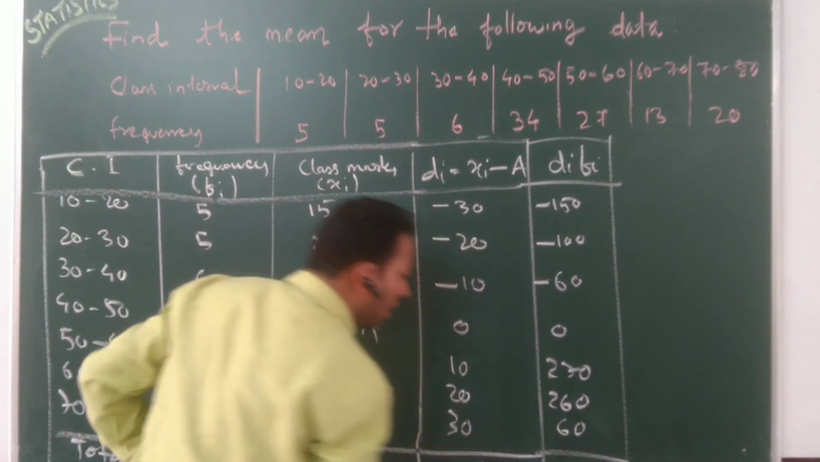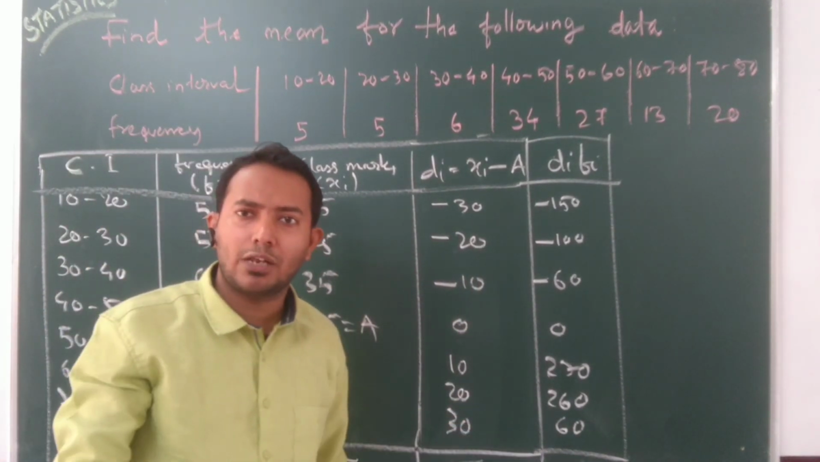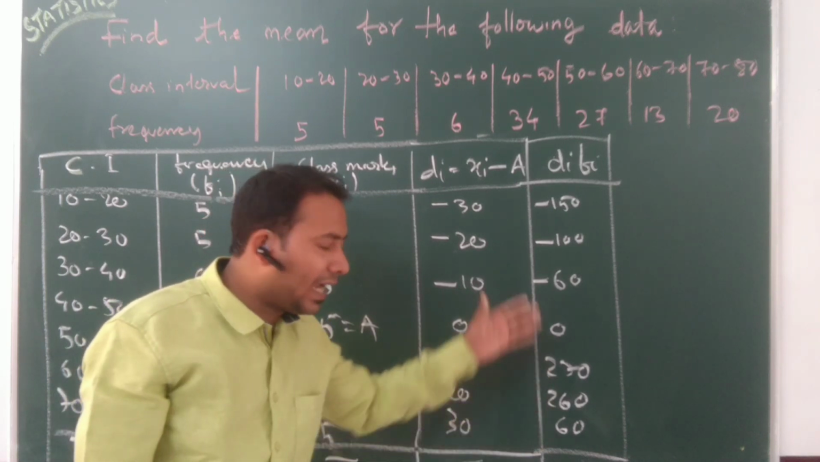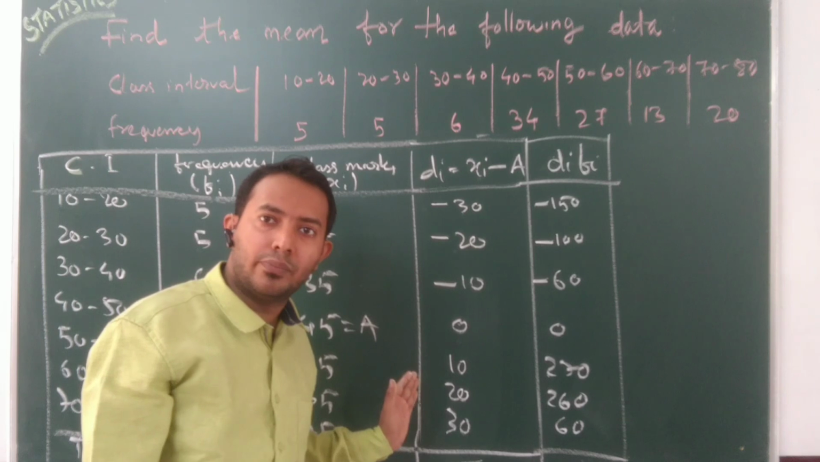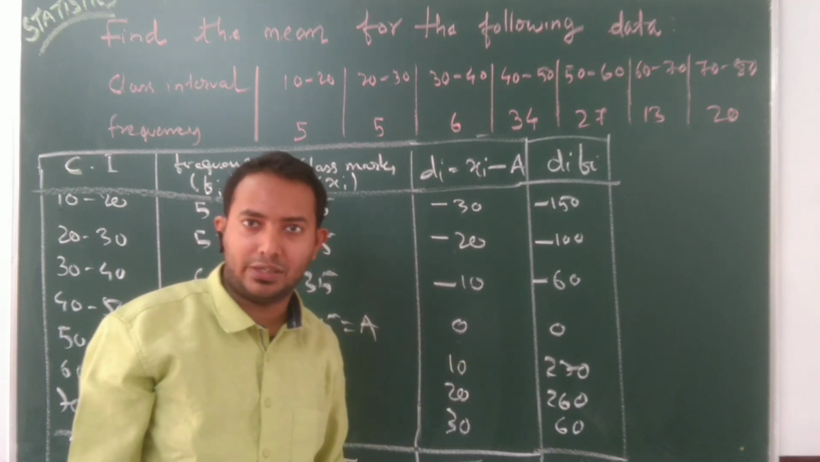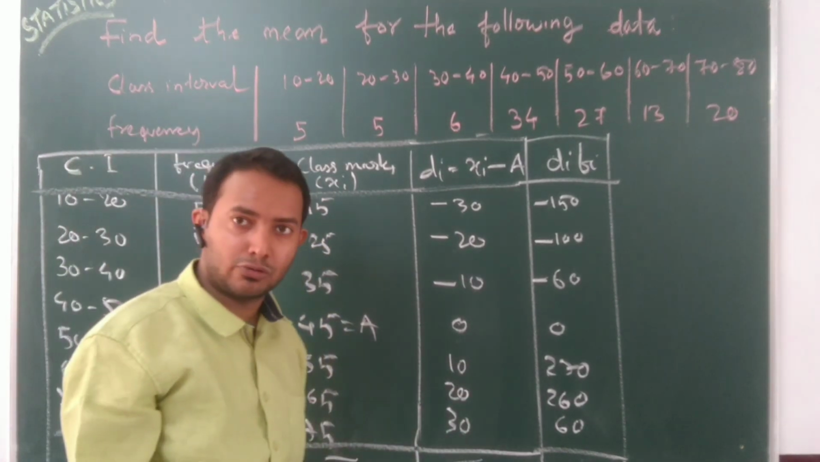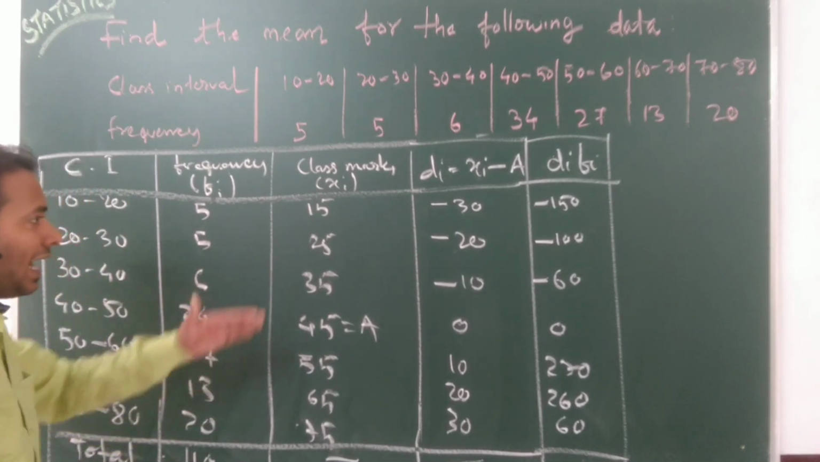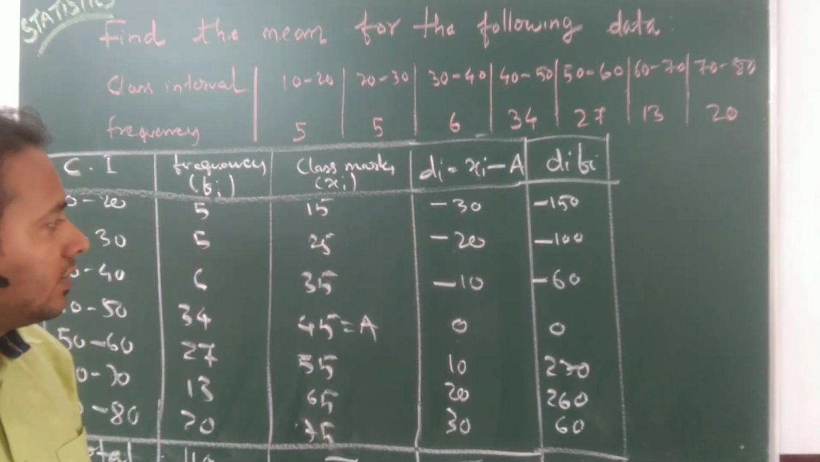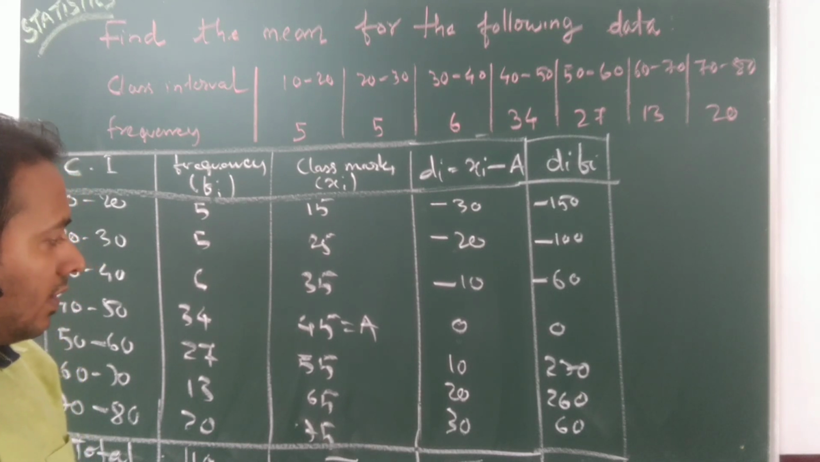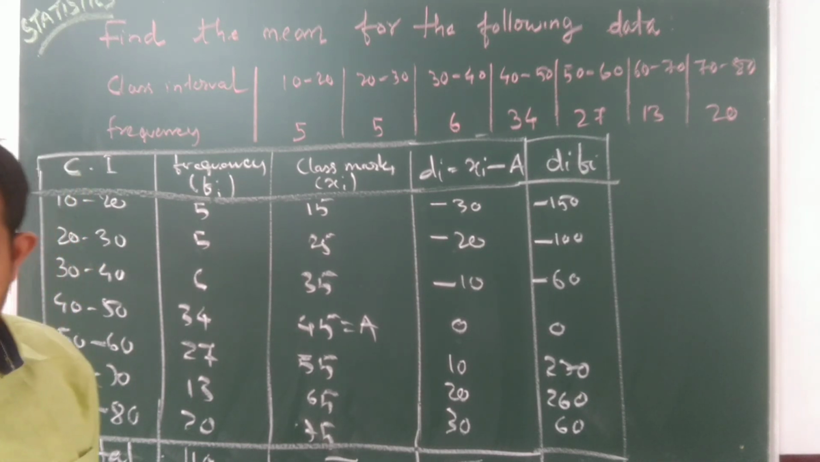Have you seen how simply you have done it without using a calculator or without any hectic process? Very simply you have calculated. That's why we are using the assumed mean method or step deviation method. We'll see the step deviation method also. So now you need to add it. If you add what we have got here, we can see that we have 820.